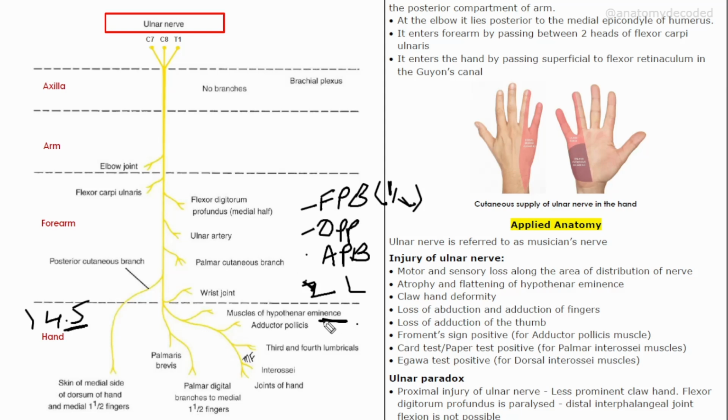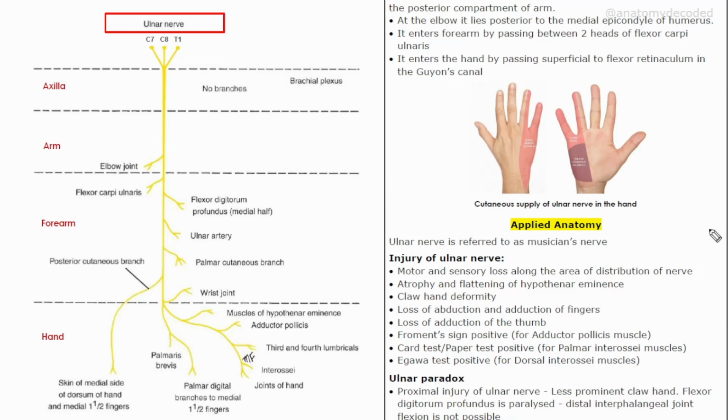The entire hypothenar eminence, the adductor pollicis muscle, the third and fourth lumbricals, as the first and second were supplied by the median nerve, and all the interossei, the palmar interossei and dorsal interossei. It also supplies skin to the medial 1.5 fingers, on the palmar aspect as well as the dorsal aspect. So it has a muscular supply as well as cutaneous supply, with the ulnar nerve supplying the majority of the muscles of the hand.